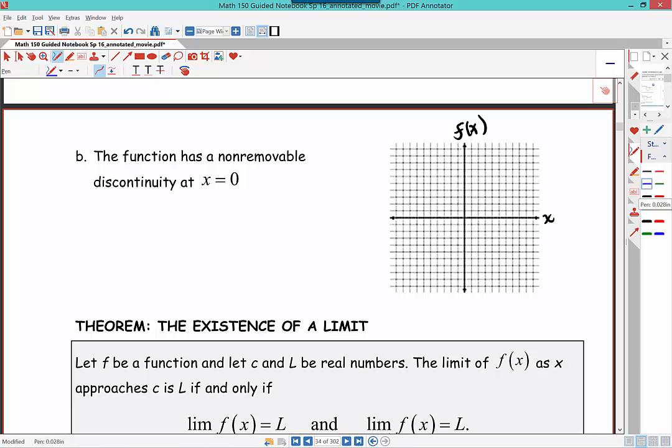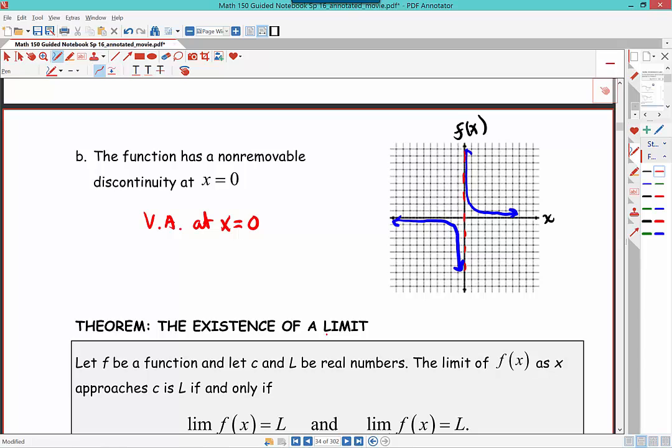So if we draw something with a vertical asymptote at x equal to 0, you can see here that that would be a vertical asymptote. So that would be a non-removable discontinuity.